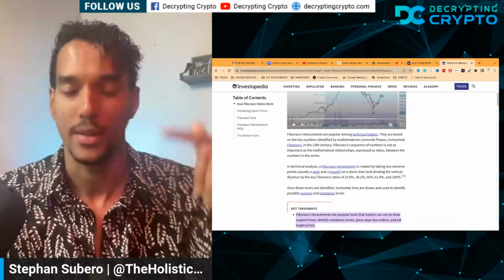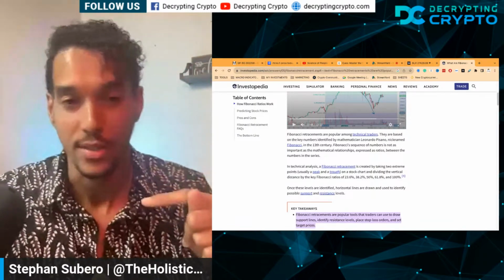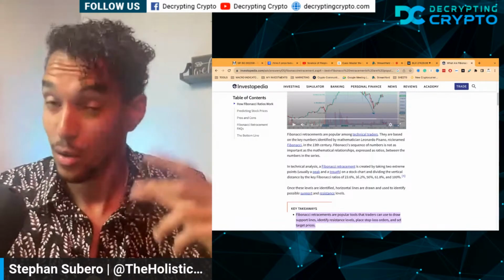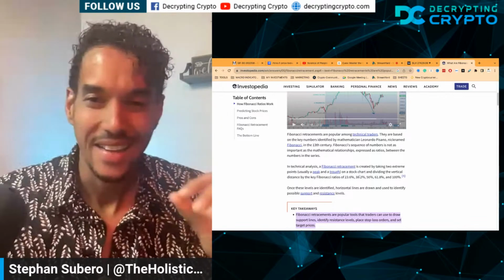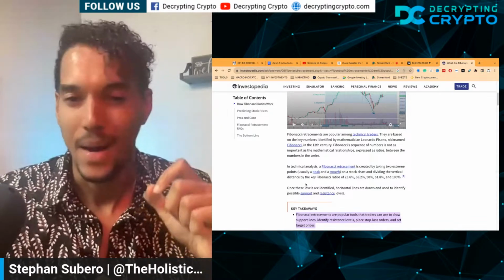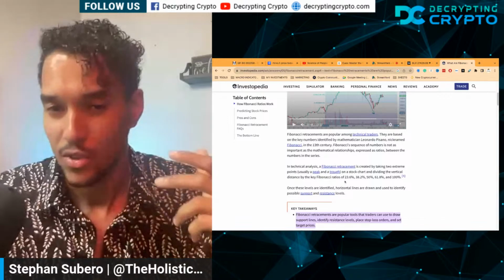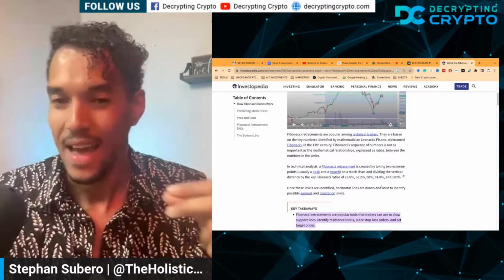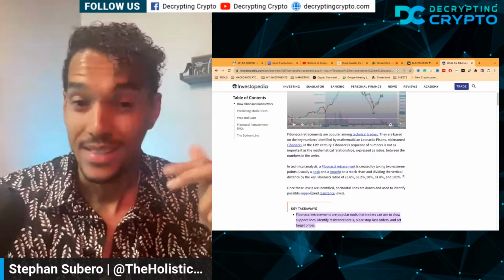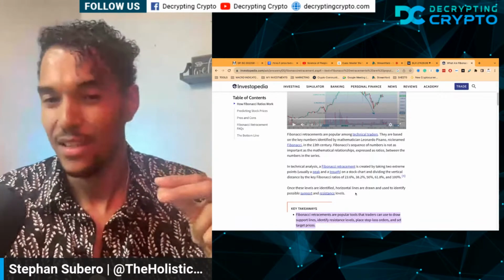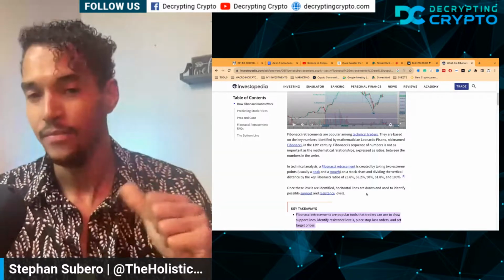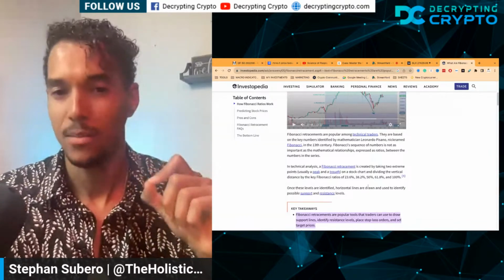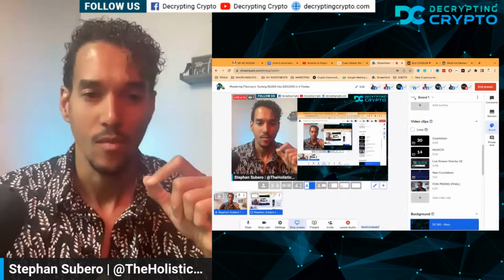A Fibonacci retracement is created by taking two extreme points. This is important, right? The extreme points, usually a peak and a trough on a stock chart or crypto chart, and dividing the vertical distance by the key Fibonacci ratios, which are 23.6, 38.2, 50, 61.8, and 100%. Once these levels are identified, horizontal lines are drawn and used to identify possible support and resistance.